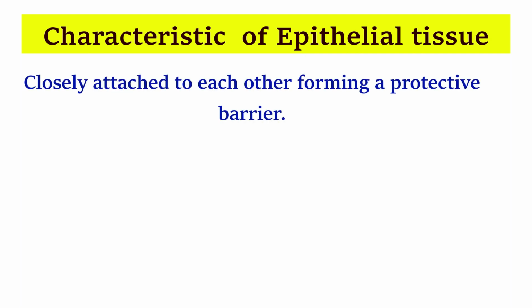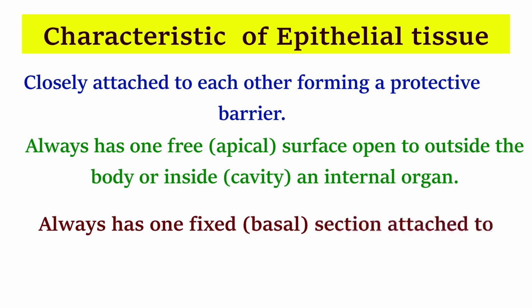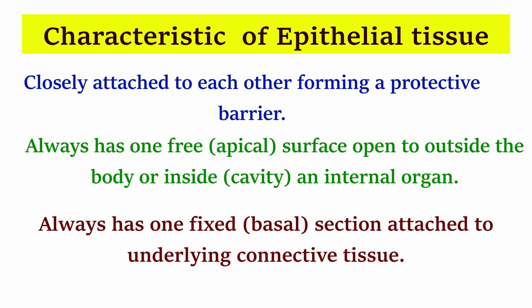Characteristics of epithelial tissue: closely attached to each other, forming a protective barrier. Always has one free, apical, surface open to the outside of the body or inside a cavity or an internal organ. Always has one fixed, basal, section attached to underlying connective tissue.